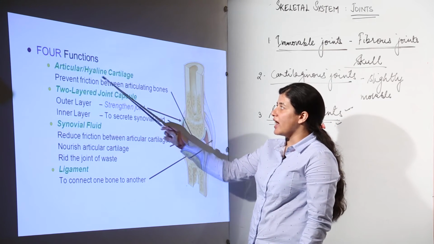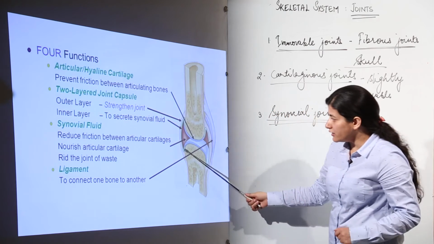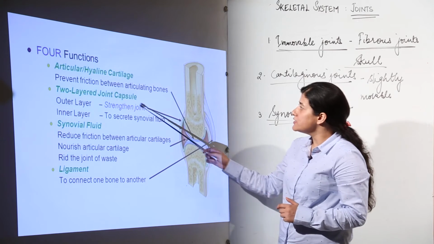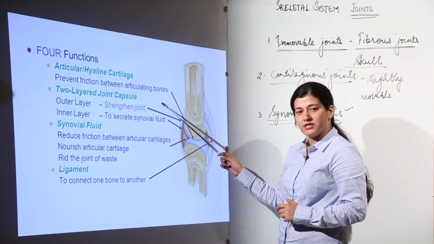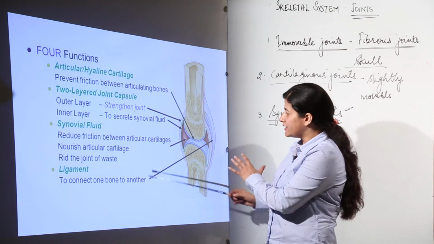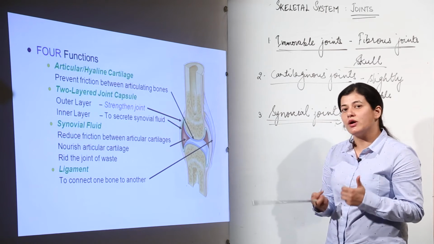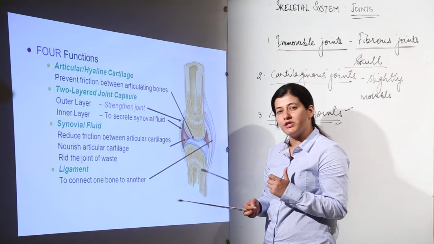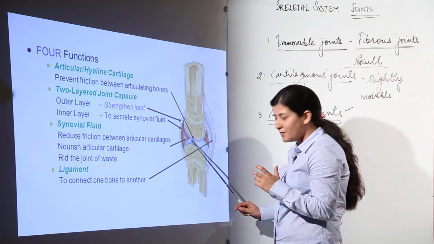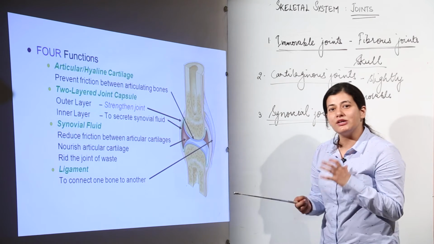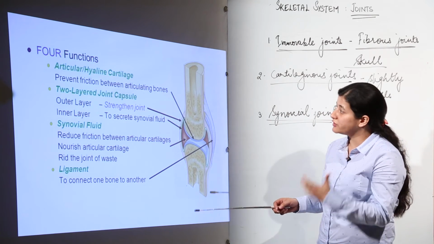What is the function of the articular cartilage? This articular cartilage is a hyaline cartilage and it is a little bit flexible, so it prevents friction between the articulating bones. Whenever this cartilage is removed, you know what happens? It leads to arthritis or gout, a highly painful joint disease, because the cartilage has been removed and the bones cause unnecessary friction, which is responsible for further pain.